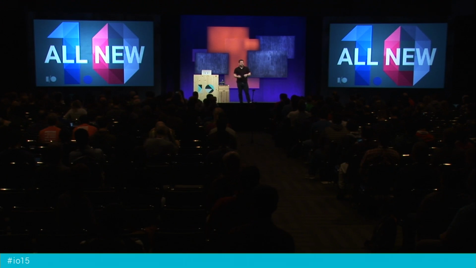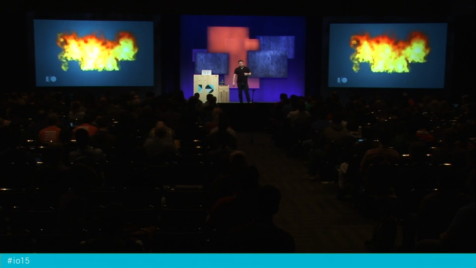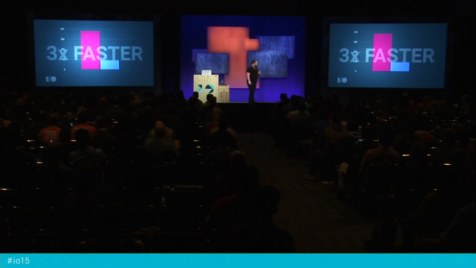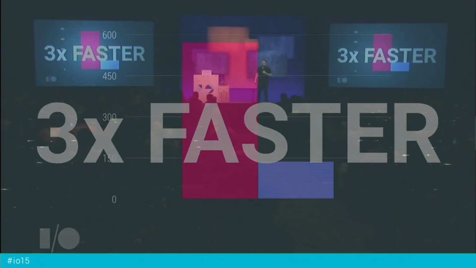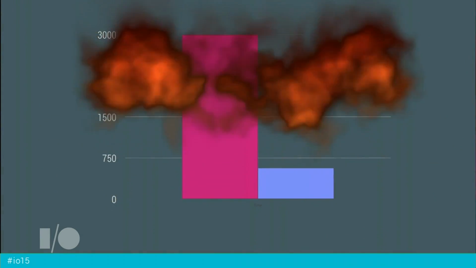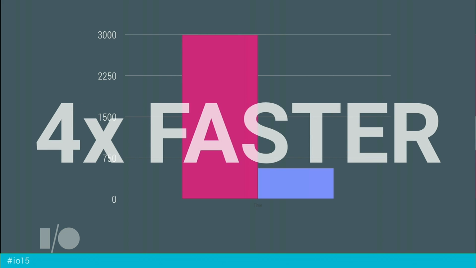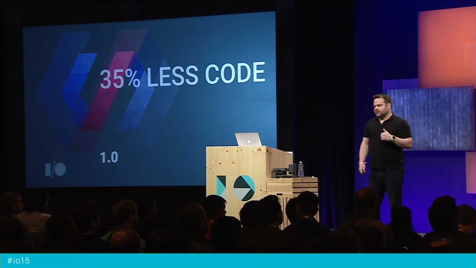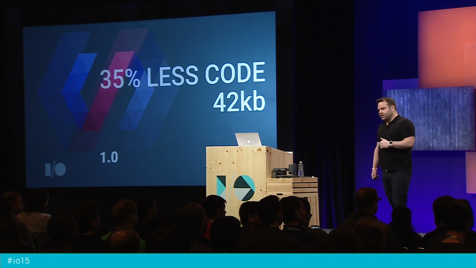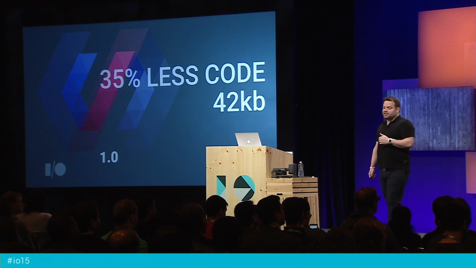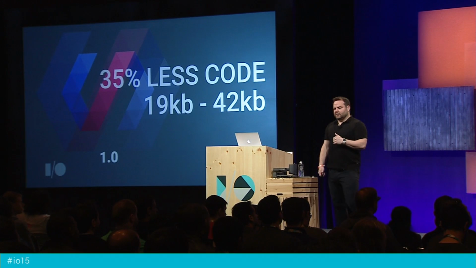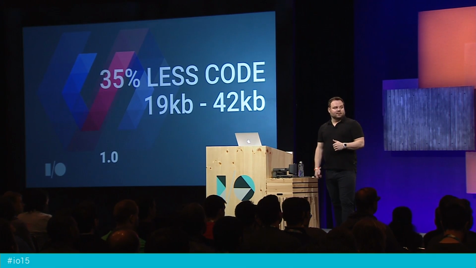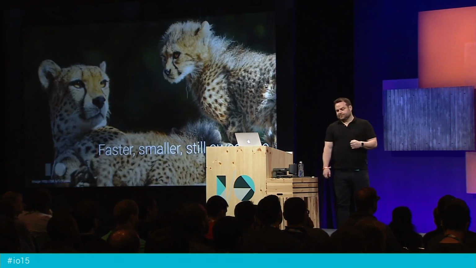So let's take a look at how we did, starting with speed. It's 3 times faster on Chrome than the previous version, 4 times faster on mobile Safari. Safari is still slower overall than Chrome because it doesn't have native web components, but it's a lot closer now. And in terms of code complexity, 1.0 is 35% less code overall. That's only 42K gzipped, including all the polyfills and everything. And in fact, thanks to a new modular design, as little as 19K can get you started with Polymer. So that's really, really small, and over 60% less code than it was originally.